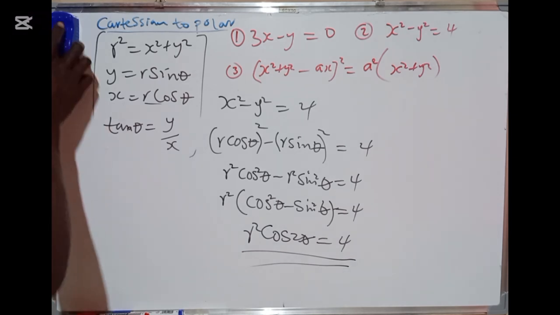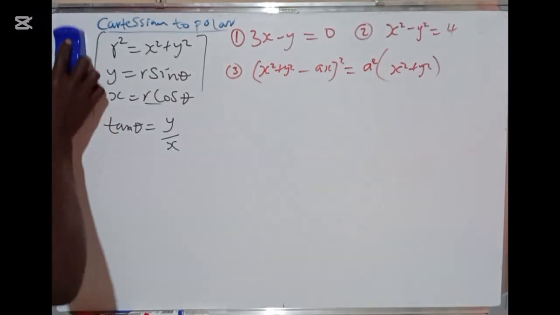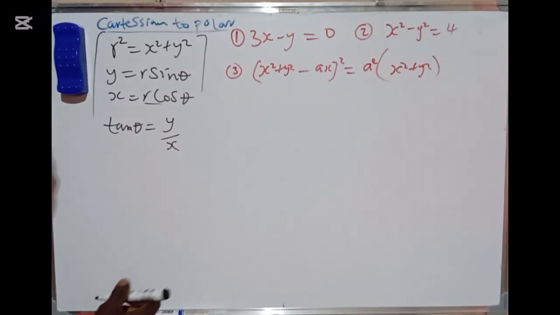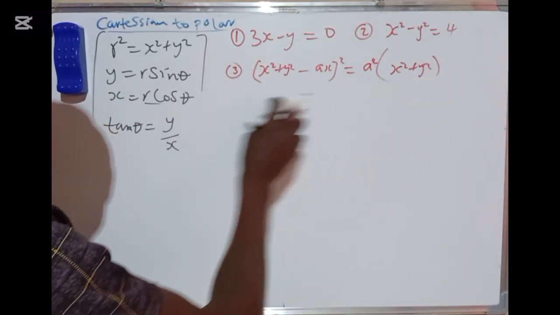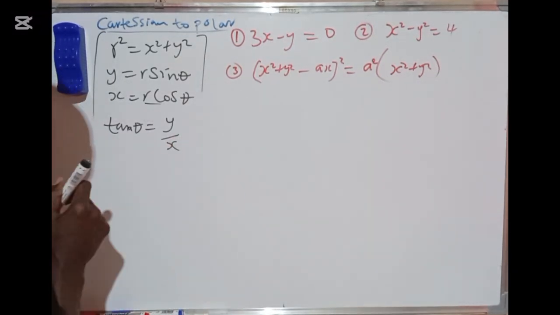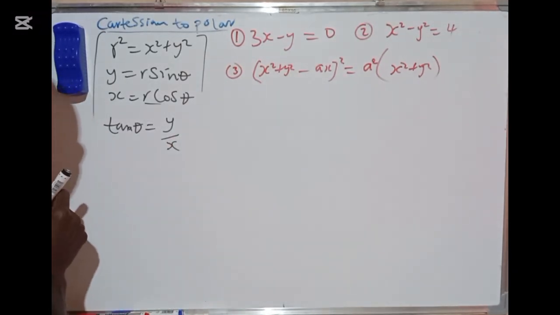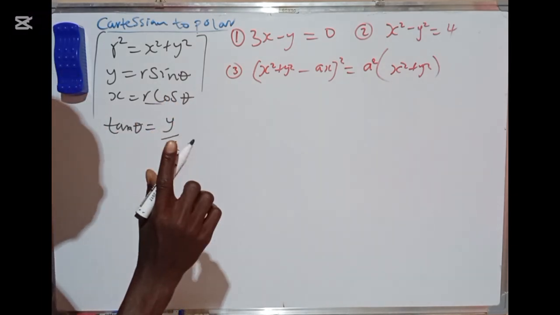As simple as that. So for the third question, or the third problem we're having here, let's see how we're going to deal with that. The question is kind of long. I don't want to rewrite it because I'm solving right below it right now. So the question is x squared plus y squared minus ax, all this squared, is equal to a squared into x squared plus y squared.